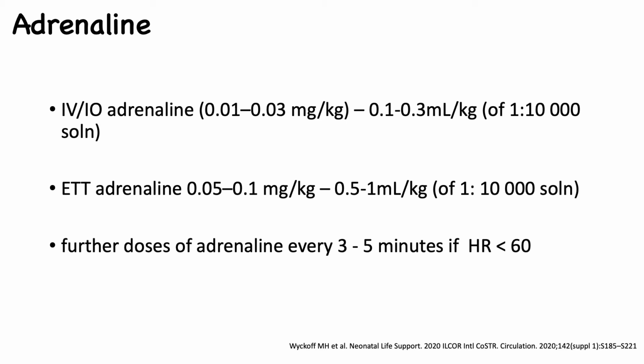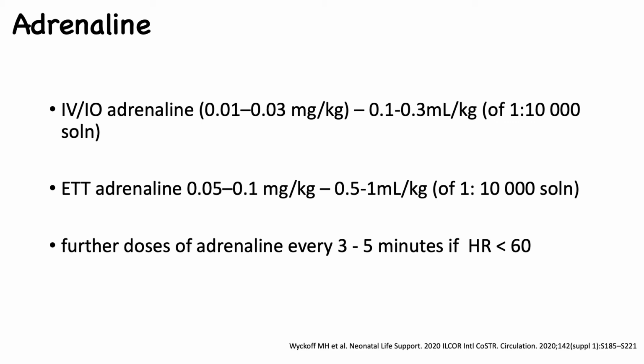However, if you don't yet have venous access, the endotracheal route can be used. It is a higher dose than that required, 0.5 to 1 ml per kg of that 1 in 10,000 solution, because the uptake of adrenaline from the lungs is much less. So then you need to squeeze the dose down the ET tube and bag it into the lungs.